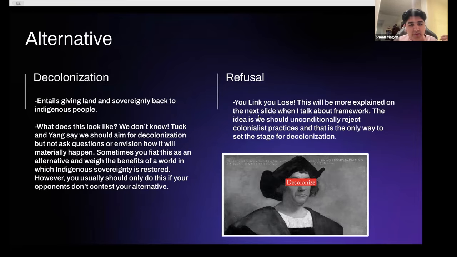So as a negative, you sometimes get access. We've already explained what fiat is as the affirmative. As a negative, in other types of debate, you have things such as counter plans. That is what the alternative looks like, right? Obviously, if you're going to read a fiat link, then you probably shouldn't say that you fiat your alternative, but I'll explain more on that later.